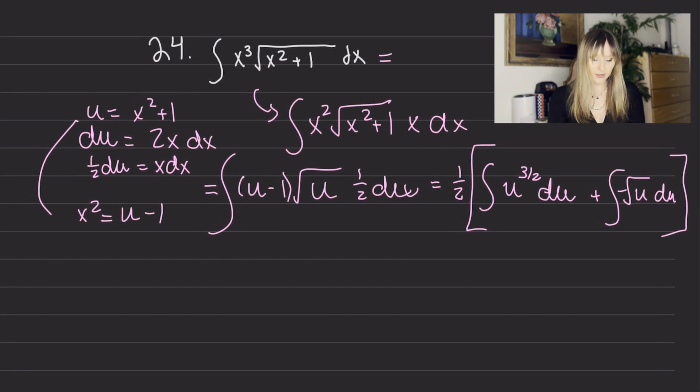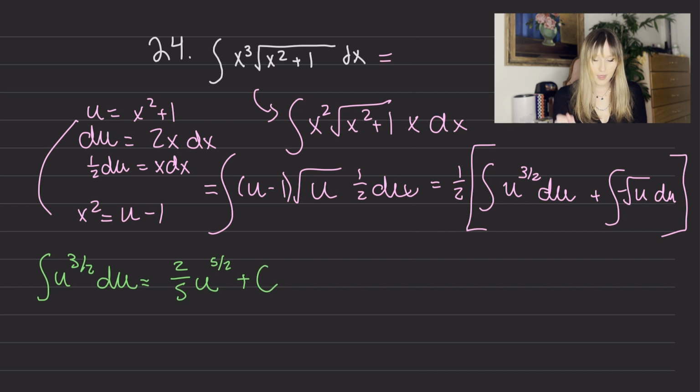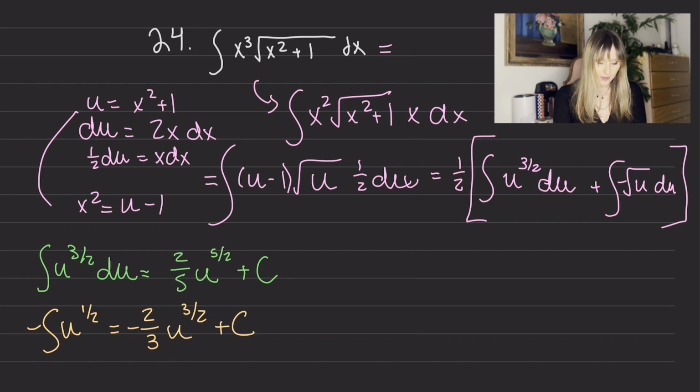Okay, I'm going to zoom in a little bit. Okay, so I'm going to do these separately. Down here, we have u to the 3/2 du. That's going to be 2/5 u to the 5/2 plus c. Similarly, we have a minus u to the 1/2, which is going to be 2/3 u to the 3/2 plus c. That's going to be minus in the front.